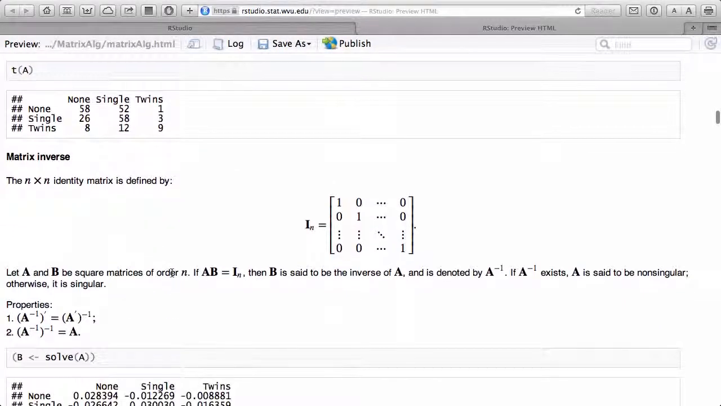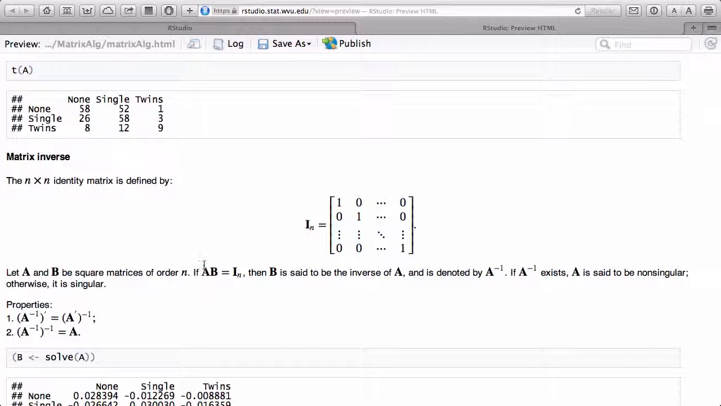Now the inverse is interesting. If I say the number 2, and I ask you what the inverse is, then what I'm really asking is, what number do I multiply 2 by to get 1? Well, the answer is the reciprocal, or a half. So it's sort of a similar concept.